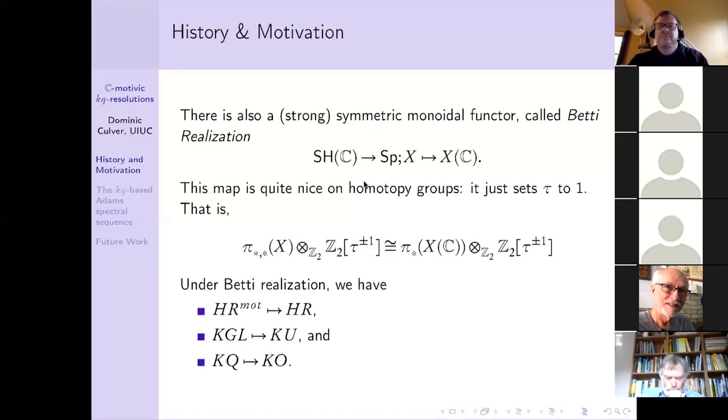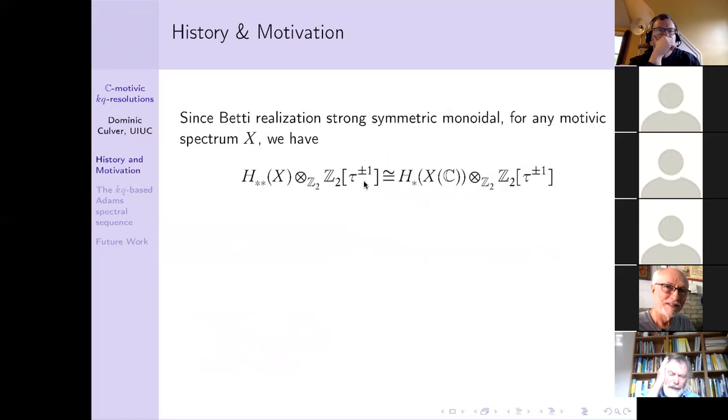All right. The other thing about Betti realization is that I mentioned these motivic analogs of classical spectra, and under Betti realization, all of these motivic analogs go to their classical counterparts. So the motivic Eilenberg-MacLane spectrum goes to the Eilenberg-MacLane spectrum, KGL goes to complex K-theory, and Hermitian K-theory goes to real K-theory, and so on. Another thing, the Betti realization functor is a strong symmetric monoidal functor. So that just means it takes smash products to smash products.